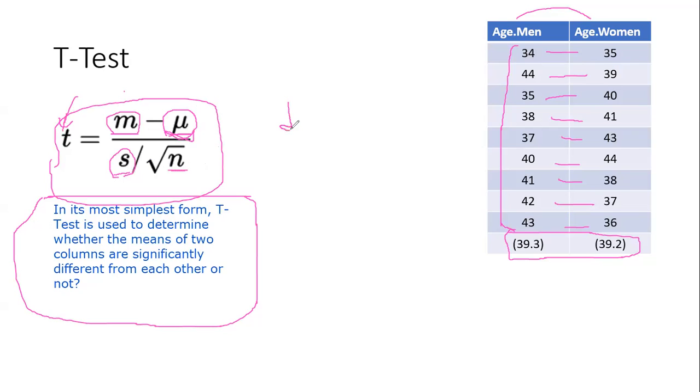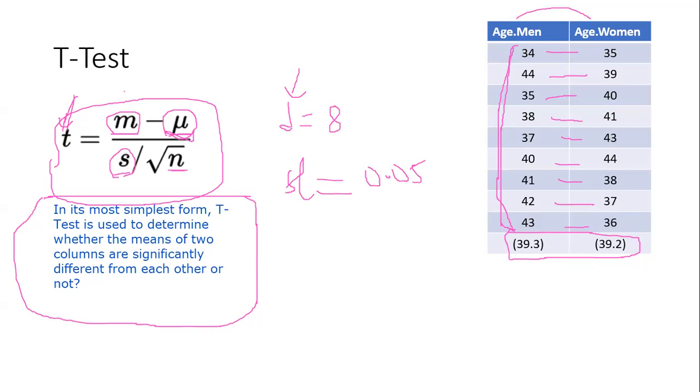Besides that, I also compute the degree of freedom. The degree of freedom is typically the number of observations minus 1, so in this case, the degree of freedom will be 8. So I take this statistic, I take the degree of freedom, I select the significance level as, let's say, 5%, so 0.05. And then I use the table to determine whether the alternate hypothesis is true or not.